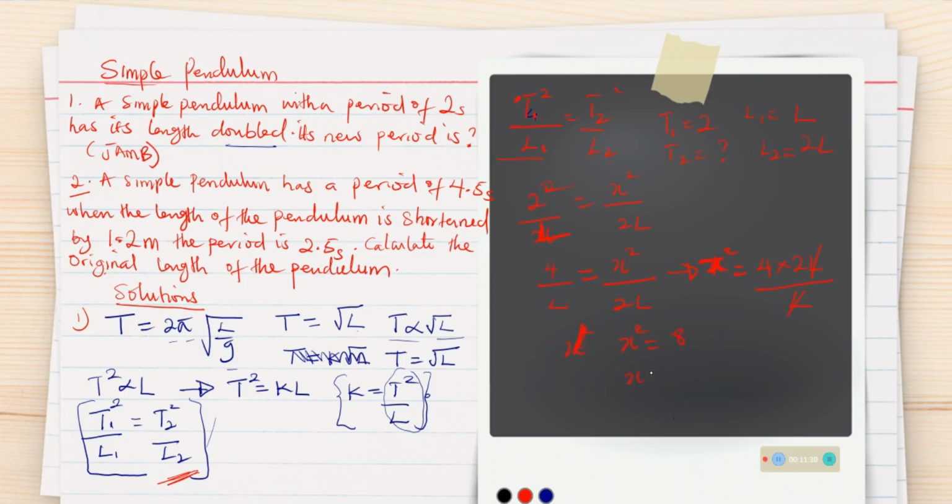So quickly, if you press this on a calculator, I'm going to have 2.83 seconds. So that is the period when the length is doubled. That is a new period. That is question 1 solved.